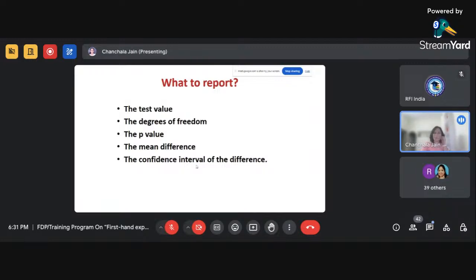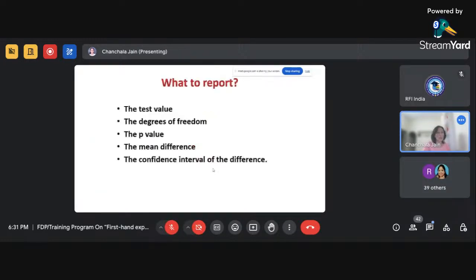Talking about what you need to generally report, whether it is an independent sample t-test, a one-sample t-test, or a paired sample t-test, generally we need to report the test value, which is the calculated value, then degrees of freedom, p-value, mean difference, and confidence interval of the differences. These are the things we need to report in our results or in our research.